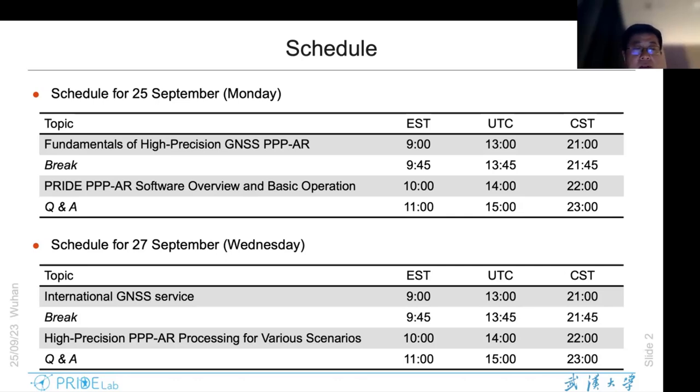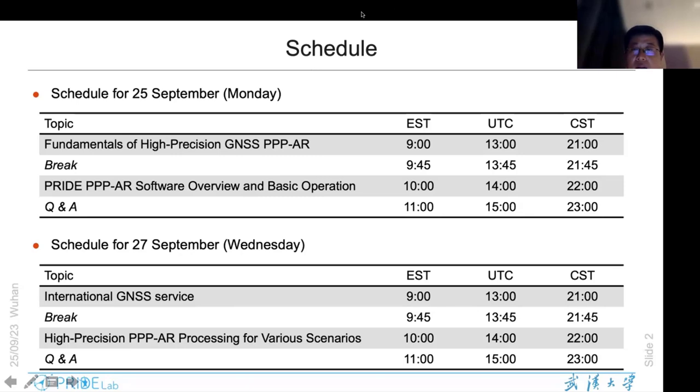So after the first day, of course, we're going to have some assignments for the participants to make themselves familiar with how to use the software. And on the second day of the course, the results will be released to the participants on how they can finish the assignments of this course.